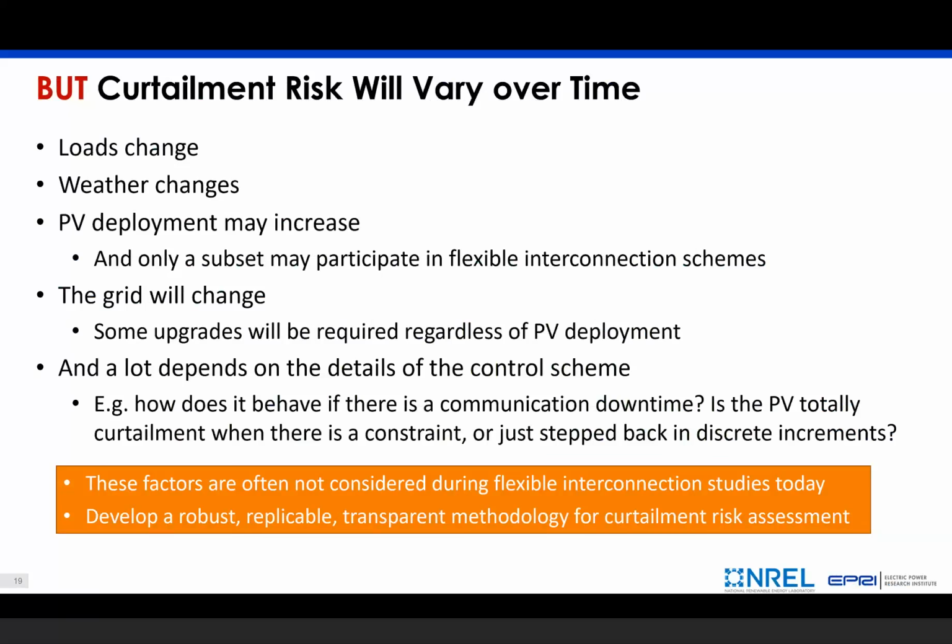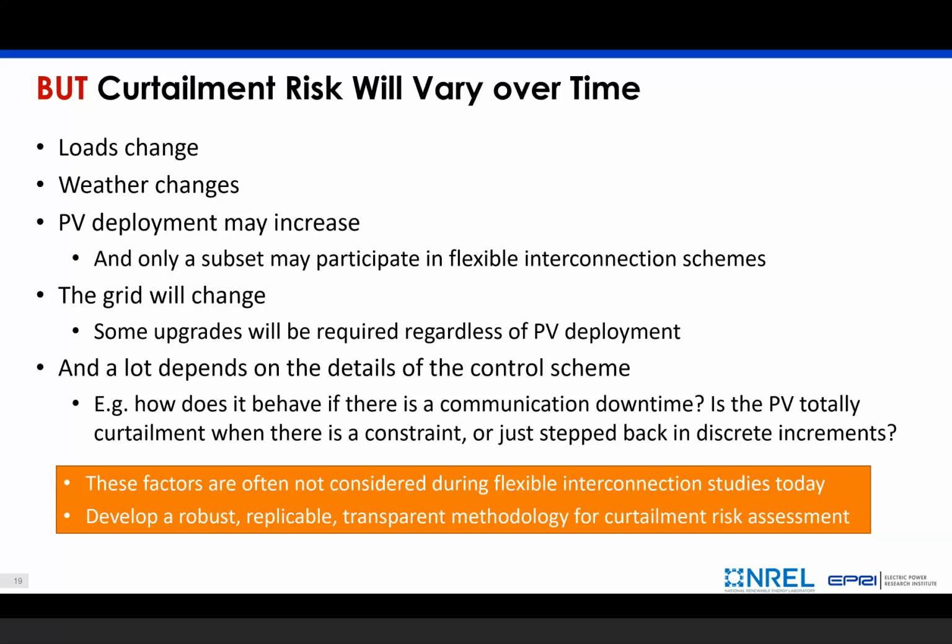So for a particular feeder, you may have really expensive upgrades that you would have to pay for with traditional firm interconnection, and so curtailing a little bit makes perfect sense economically at a certain penetration level. But even in those cases, once you get up into higher penetration levels, or as things change in the future, so that can be the grid, loads, or in particular the deployment of other PV that may or may not be in a flexible interconnection scheme, that can increase the curtailment and potentially push you into that uneconomic curtailment zone at some point.